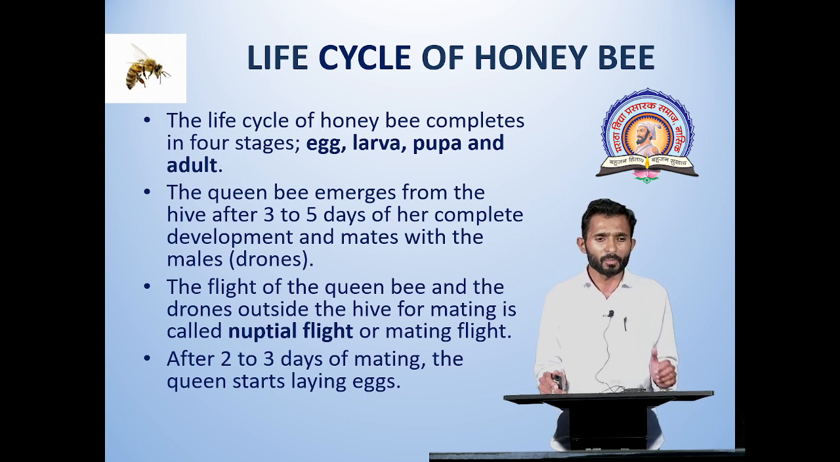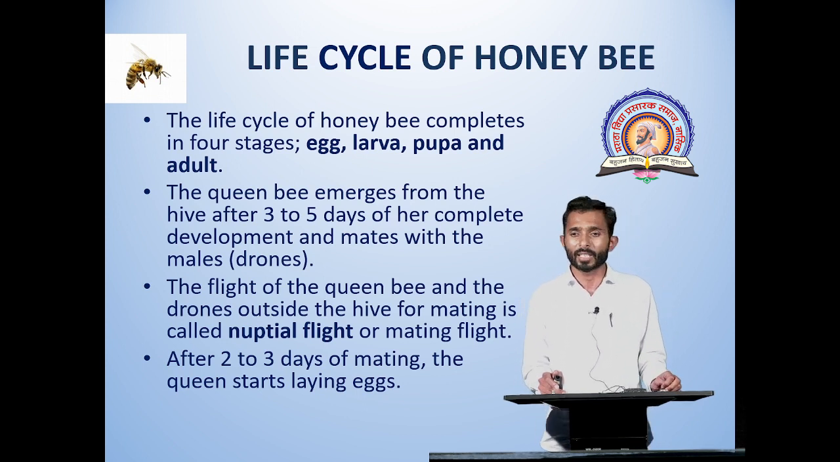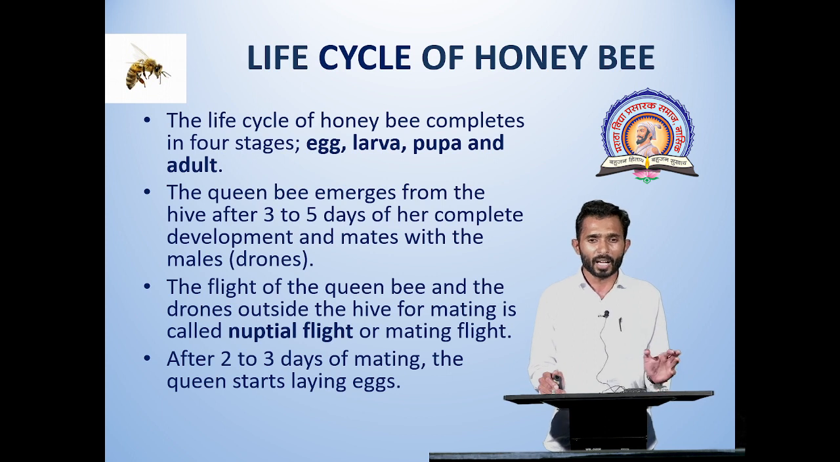Now we come to the next part, which is the life cycle. Honeybees perform a complete metamorphosis, and in this complete metamorphosis there are four stages, starting from egg, larva, pupa and adult. They are complete when performing a life cycle. Here, the nuptial flight is one of the major phenomena that occur in the life cycle.